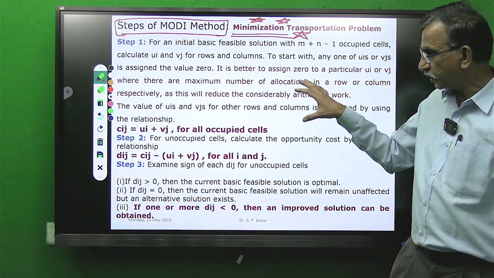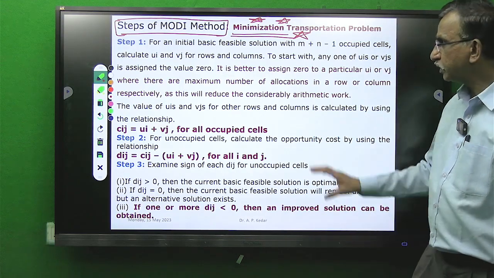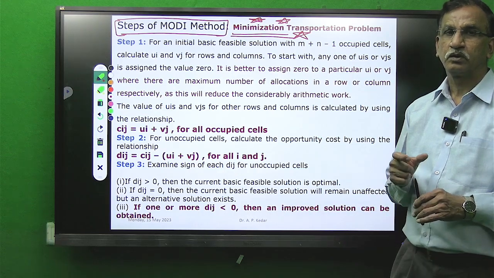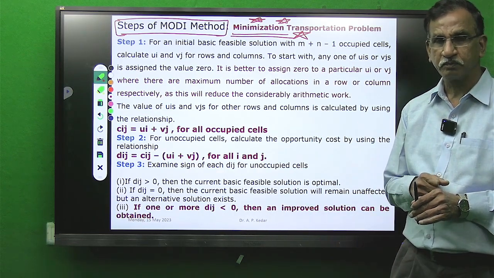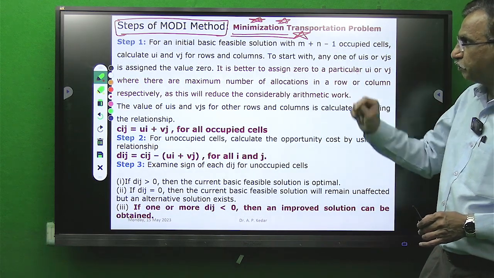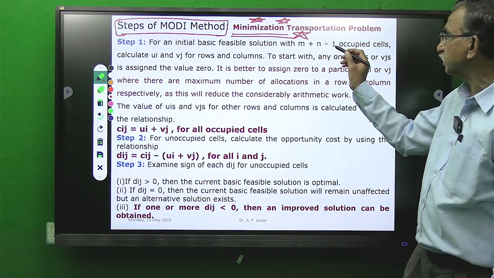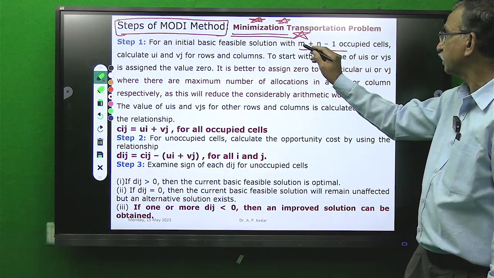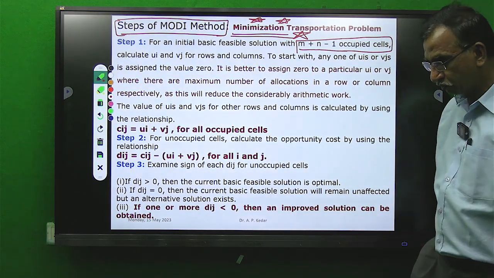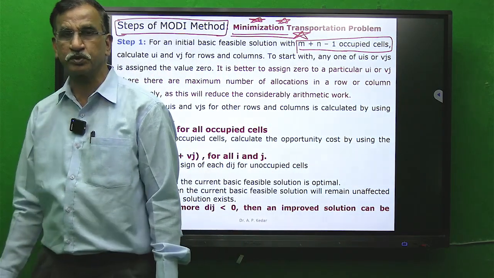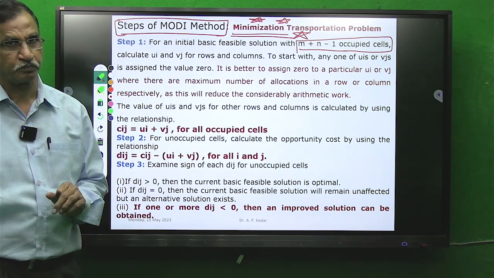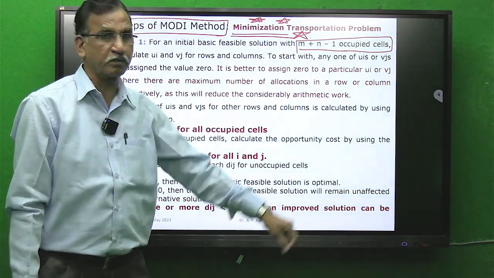Now here, this is a very important slide. If you understand each and every content of this slide, solving transportation problems will be very easy for you, dear students. Step 1 says, for an initial feasible solution with m plus n minus 1, this is very important. How many allocations should you have at the beginning when you find a solution by the initial method? Number of allocations must be equal to m plus n minus 1.